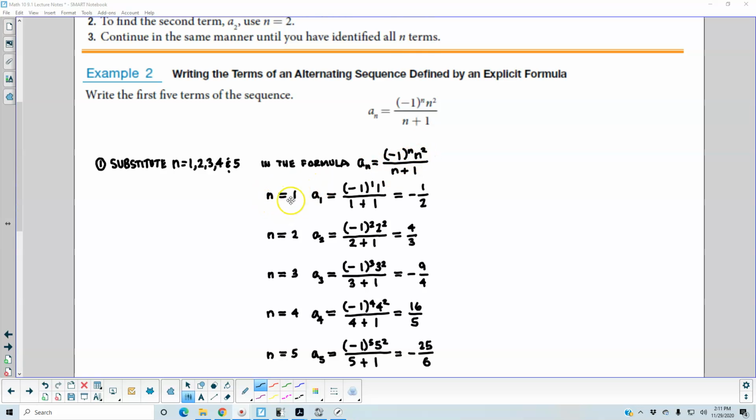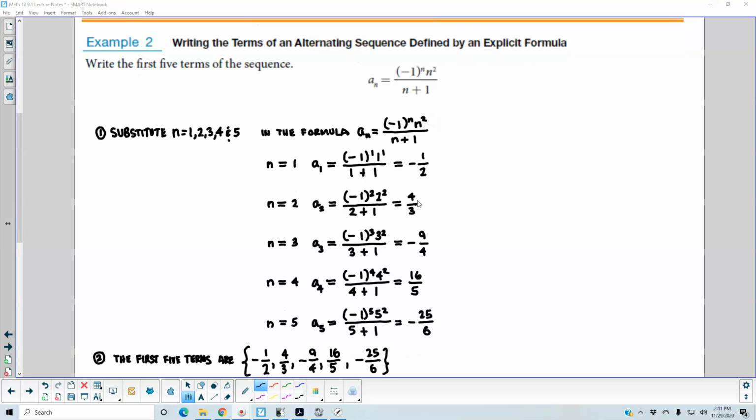So when n is equal to 1, we have a subscript 1, which is going to equal (-1) to the first power times 1 to the first power over 1 plus 1. So let's do the order of operations. Well, (-1) to the first power is -1, and -1 times 1 to the first power just gives you -1. In the denominator, 1 plus 1 is 2, so we end up with -1 over 2. And therefore, that is our first term of the sequence.